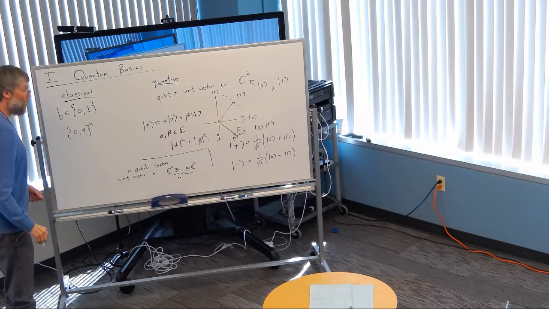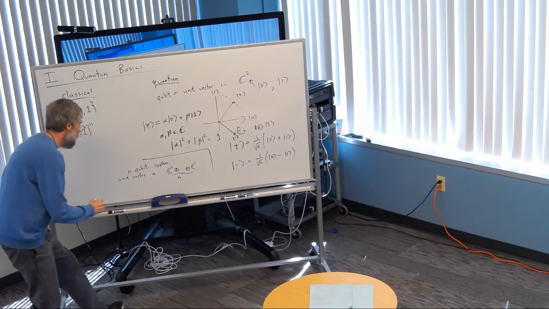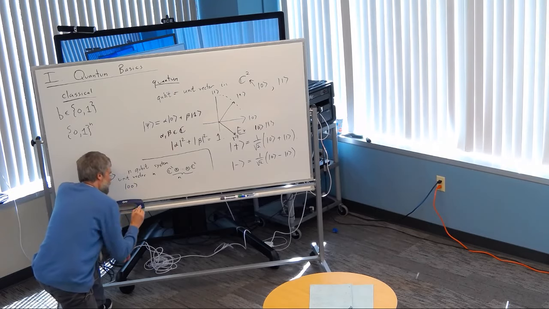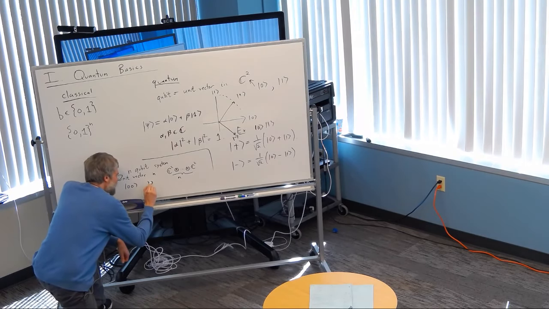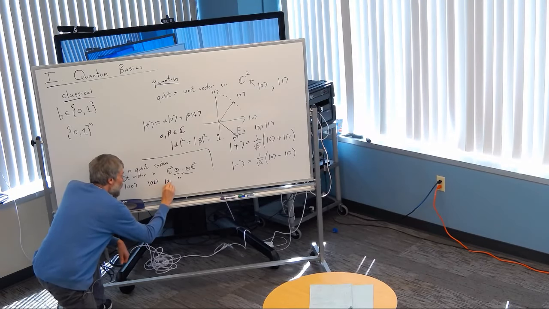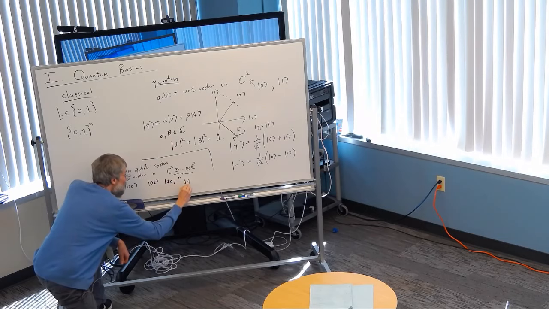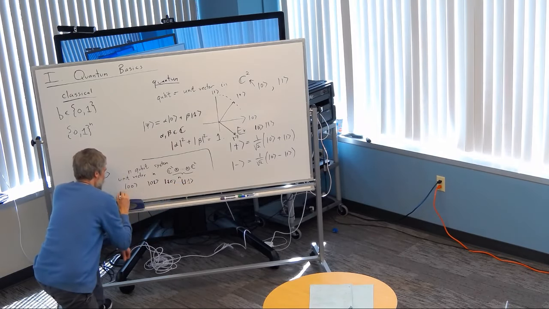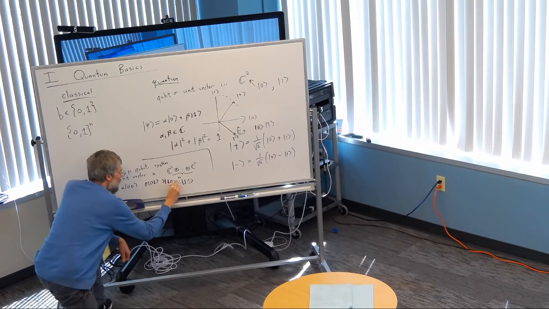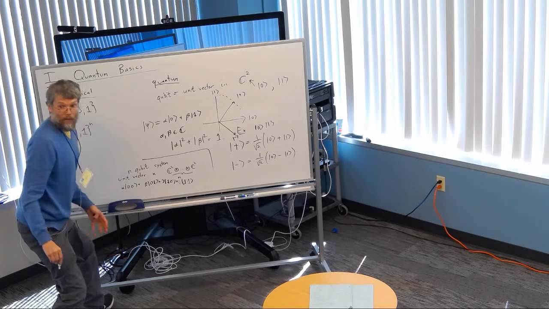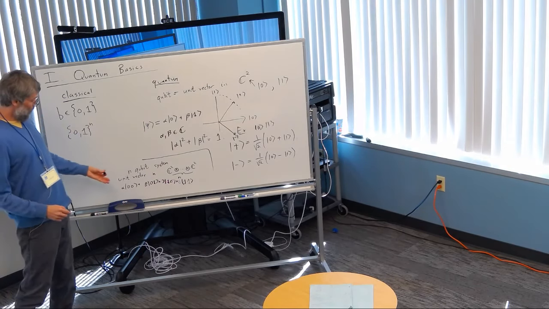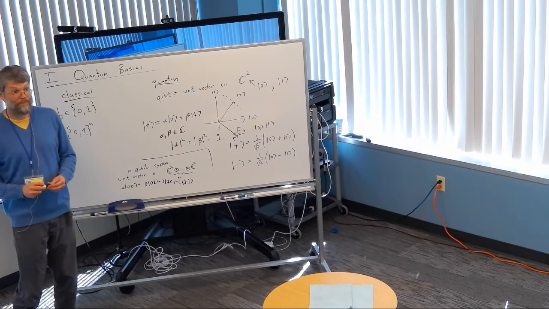So for example, a 2-qubit system will be a linear combination of the 4 basis elements 00, 01, 10, and 11. And these will have coefficients alpha, beta, gamma, and delta. And we're going to require that that's a unit vector. So the square norms of those complex numbers add up to 1.